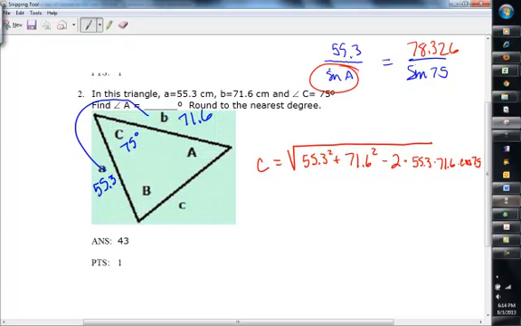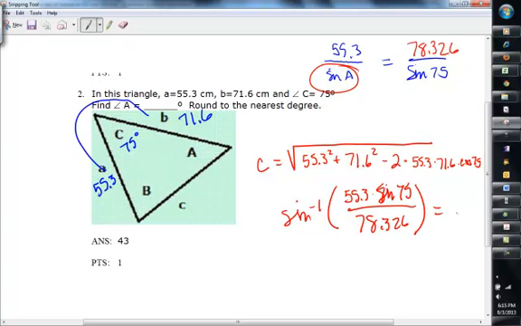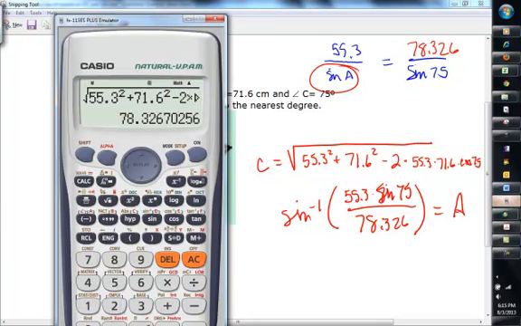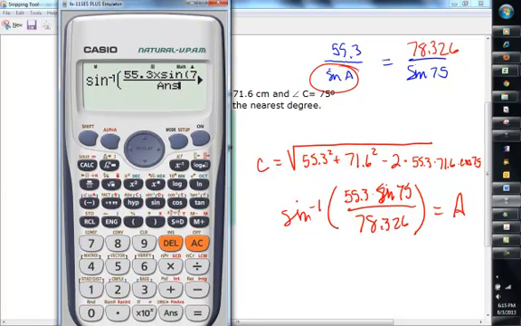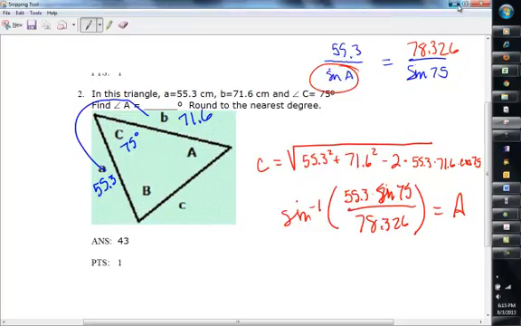So now, since we're looking for angle A, the sine negative 1 of, cross multiply, 55.3 times sine 75 divided by 78.326 is A. So on our calculator, shift sine, we're looking for an angle, fraction, 55.3 times sine 75 over our answer from the previous question is 42.99, which would be 43 degrees.